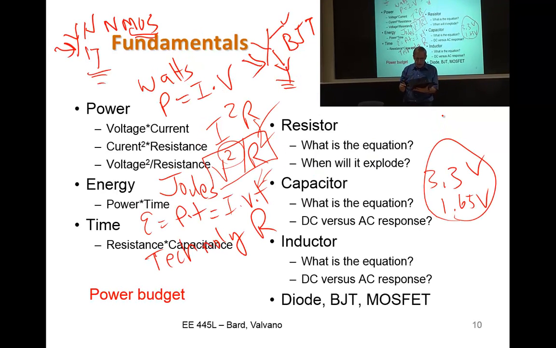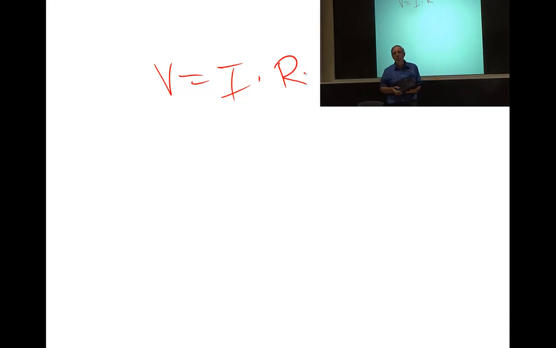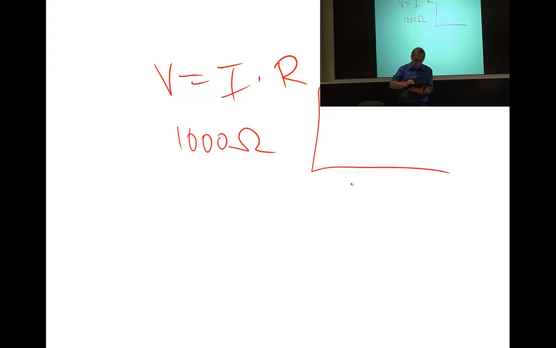All right, so now, basic stuff. Remember we talked about looking up a data sheet of things you know. What's Ohm's law? We'll do some easy ones here. V equals I times R. Okay, so that's an easy one. Now the question is, when will it explode? I give you a 1,000 ohm resistor, and if you put enough voltage into it, it explodes.